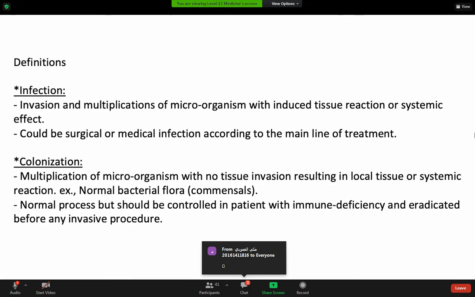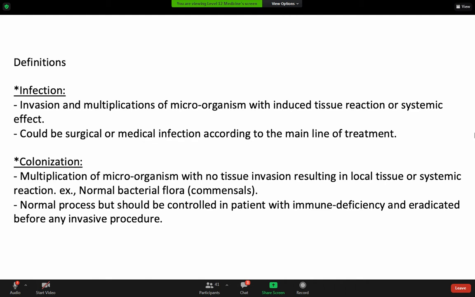Infection and antibiotic. Definition of infection: it's an invasion and multiplication of microorganism within the tissue. There is a tissue reaction, and it could be a surgical or medical infection.